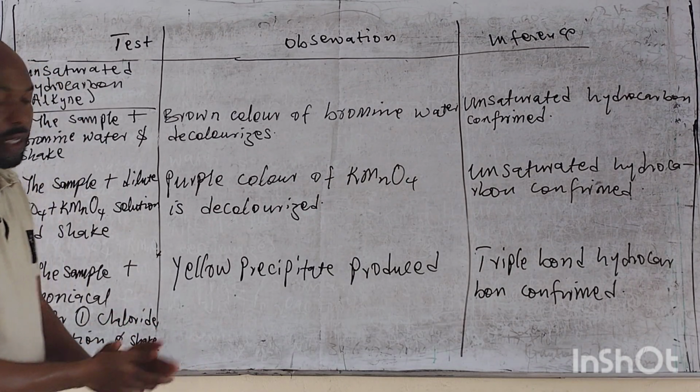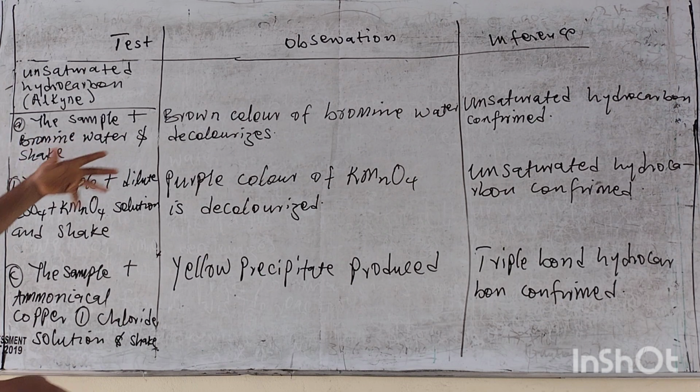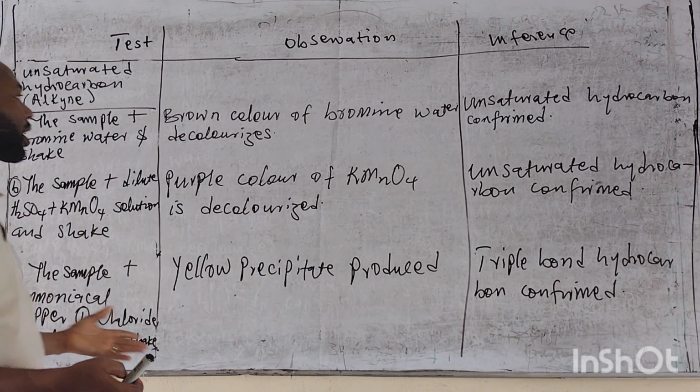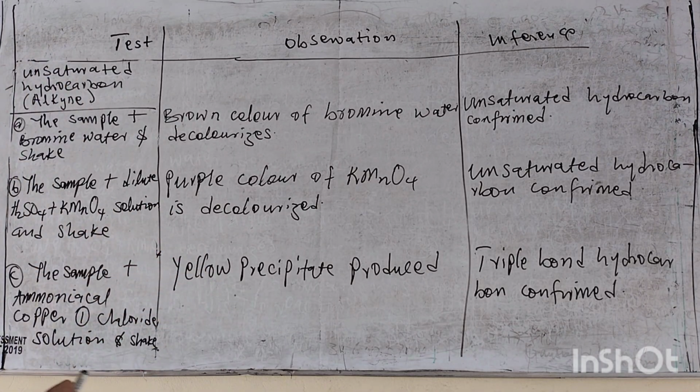All right, here again we go. We have the test for unsaturated hydrocarbon, alkyne to be precise. A: the sample plus bromine water and shake. The brown color of bromine water decolorizes. Unsaturated hydrocarbon confirmed. B: the sample plus dilute H2SO4 plus KMnO4 solution and shake.